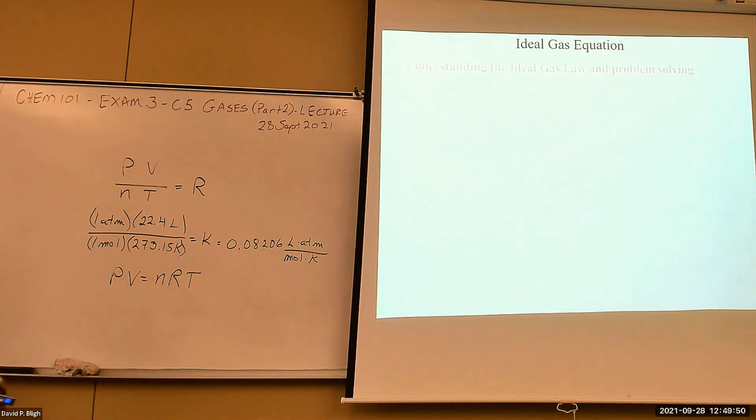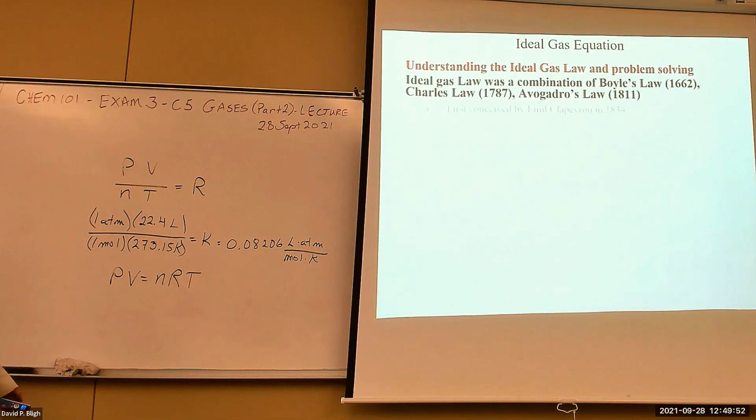Now, the ideal gas equation, I've run through that derivation. It was first proposed by Emil Clapeyron in the early part of the 19th century. You might see his name again, where gases are involved. Not in this chapter, but maybe later.